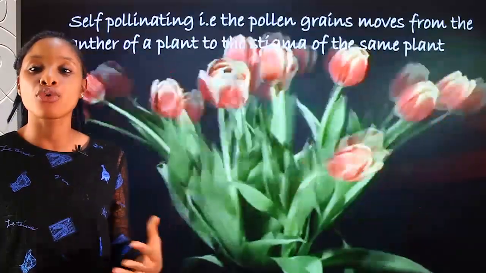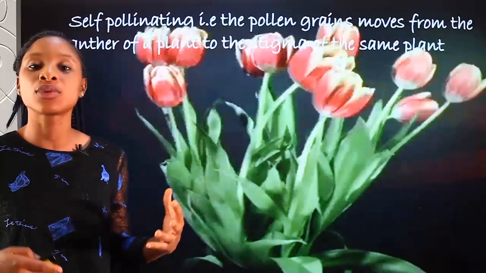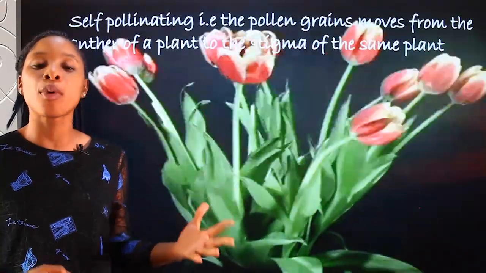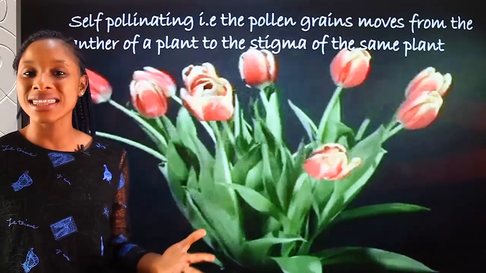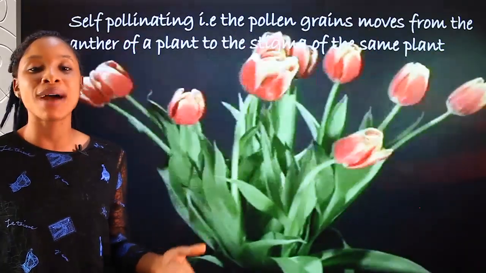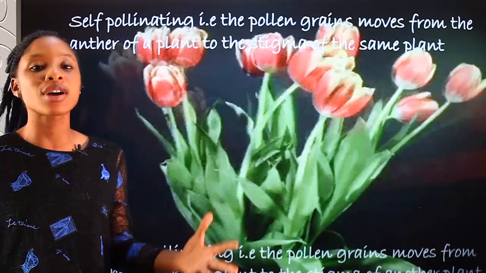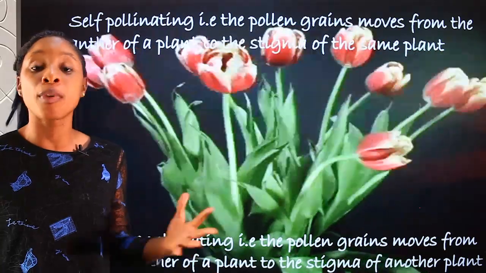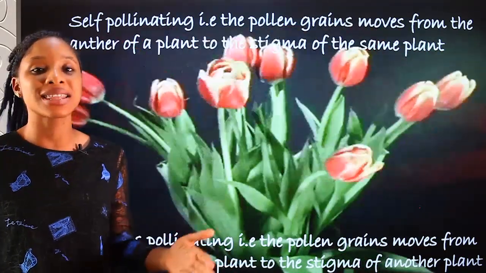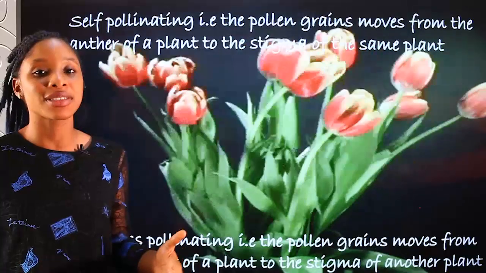Now, a flower can be self-pollinating or cross-pollinating. Now, when we talk of self-pollinating, it means the pollen grains move from the anther of the plant to the stigma of the same plant. But in cross-pollination, the pollen grain moves from the anther to the stigma of another plant.